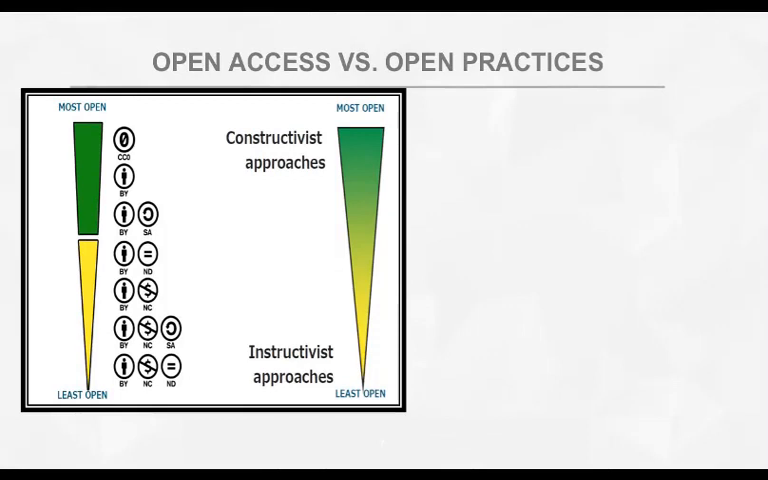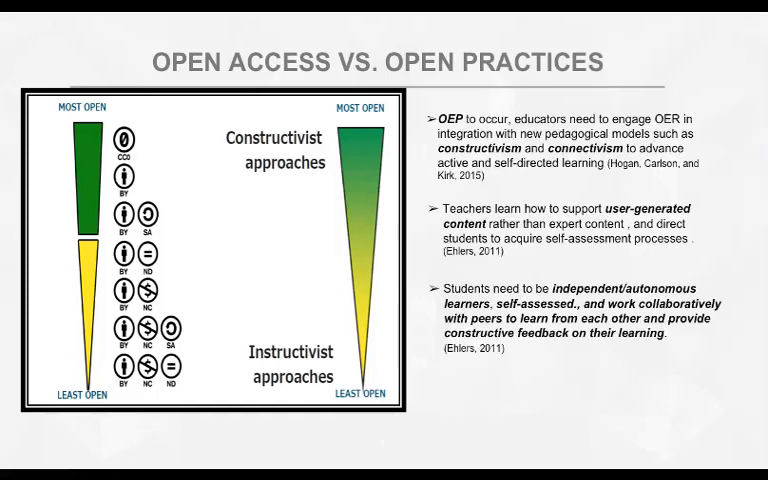To consider the shift from OER to OEP, there is a need to understand the process of contextualizing OER use and creation that would manifest into OEP. As we see from the diagram, the most open access to resources aligns with the constructive approach, where learners have the privilege to practice the 5Rs. However, the least open content aligns with the instructive approach, where users have permission to use OER as it is, similar to using a traditional textbook. For OEP to occur, educators need to use learner-centered pedagogical models in designing their courses to engage students in OER creation.